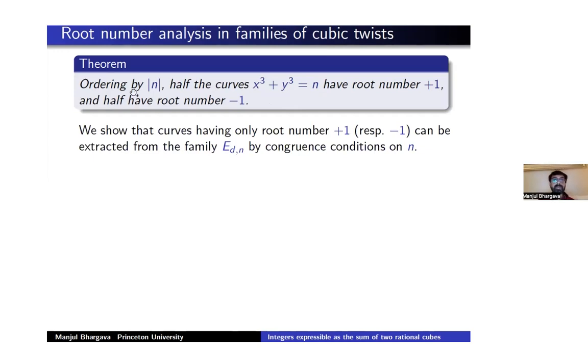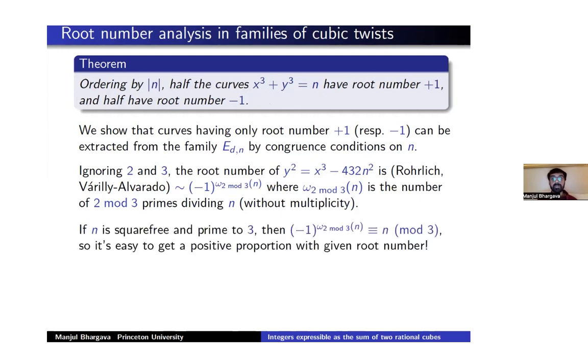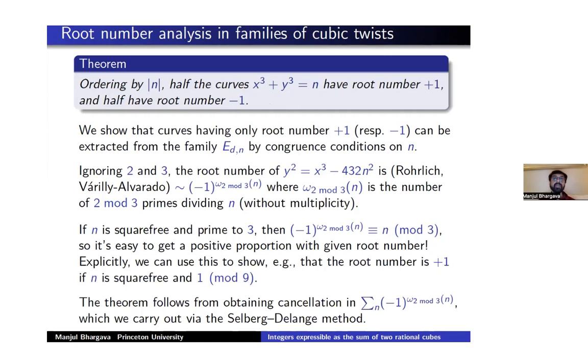So the way we prove this is we show that we can extract the root number plus 1 by congruence conditions on n. There are infinitely many involved, but I won't give the details here. But basically, the point is that we can identify congruence conditions to specify the root number. And then since it's defined by certain suitable congruence conditions where the Selberg-Delange method applies, we just apply the Selberg-Delange method on the root number in this family as n goes to infinity. And we can show equidistribution of this root number as n varies. And so when we order by n, half the curves in this family have root number plus one and half have root number minus one. And that's basically by identifying appropriate congruence conditions and then applying the Selberg-Delange summation method. Okay, so the root number is equidistributed.